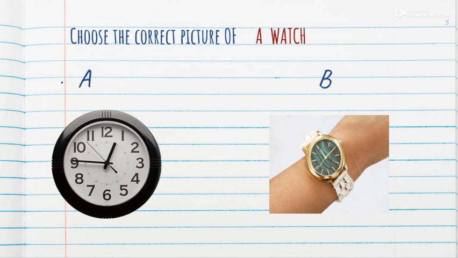Choose the correct picture of a watch. A or B? Of course, B, because people and students wear this.